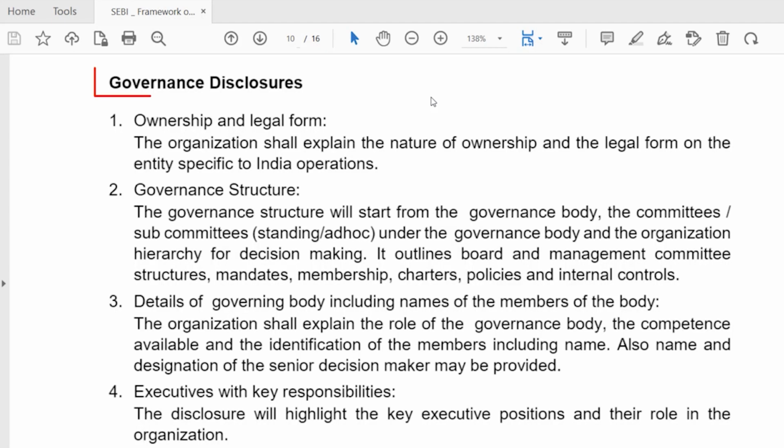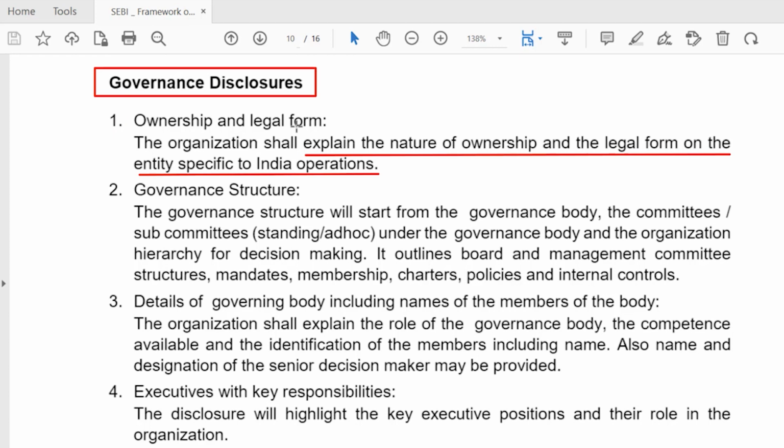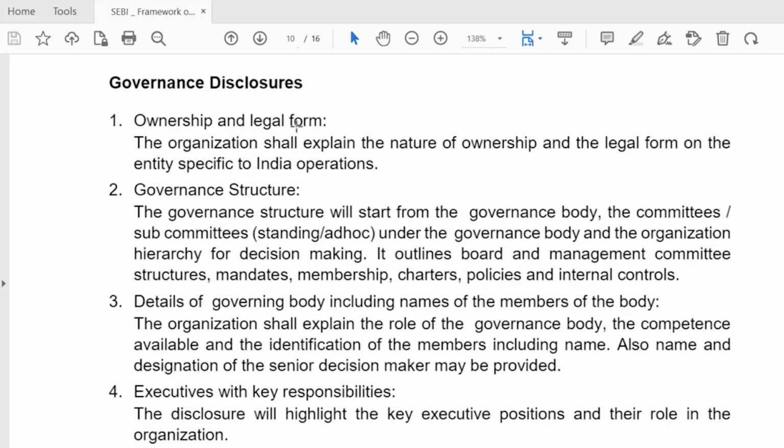So, on governance aspects, the organizations listed on the social stock exchange need to disclose, first, the ownership and legal form. Here the organization needs to explain the nature of ownership and the legal form of the entity specific only to Indian operations. Next comes the governance structure.